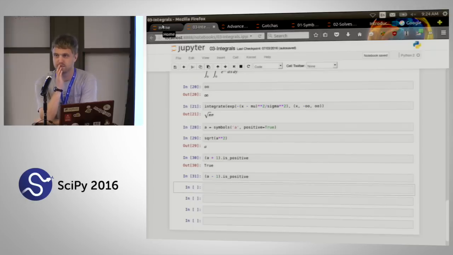What would they use when they define a symbol? What would they set positive equal false for? Yes, why would they use it? If you don't want it to be positive. There's actually a bunch of different assumptions that are there. Real and positive are the more common ones, but there's also integer, irrational, imaginary, non-negative, and so on.